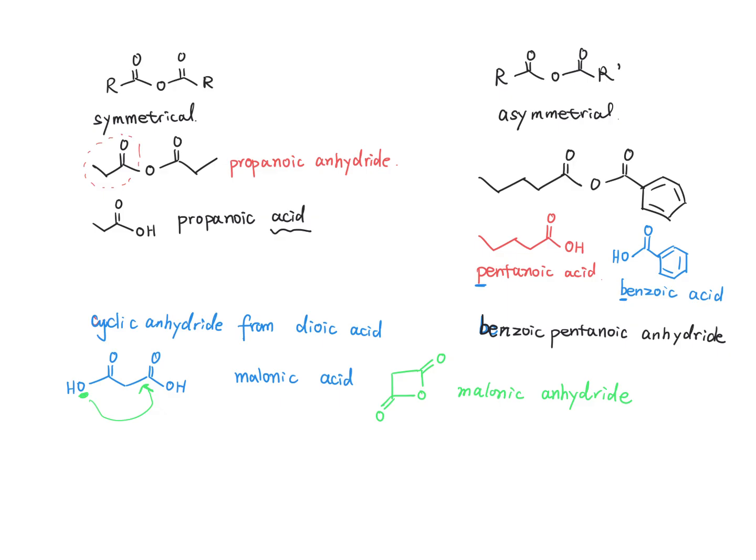And another example, if we have a 4 carbon dioic acid, this one is called succinic acid. So when it forms the cyclic anhydride, first of all, 4 carbons plus 1 oxygen, you are going to form a 5-member ring, and then next to this carbon-oxygen, you are going to have carbon-oxygen double bonds. So this is succinic anhydride.